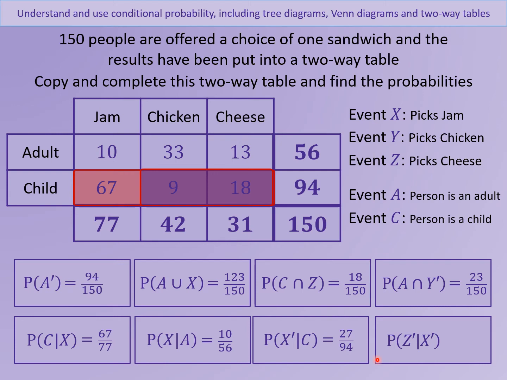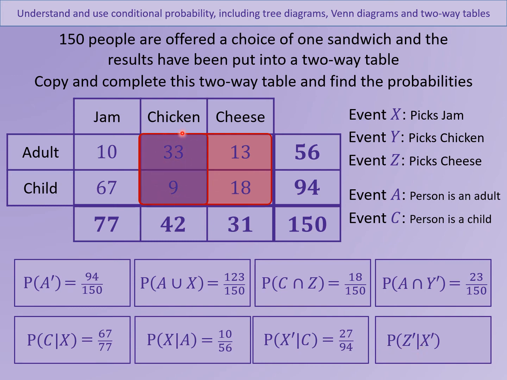Then finally, given that I don't pick jam, so in other words, I'm dealing with the chicken sandwiches and the cheese sandwiches, what's the probability it's not a cheese? Okay, so not a cheese is the same as chicken or jam. Now it's not jam because we know it's not jam. All right, so we know it's going to be those four. What's the probability it's not cheese then?